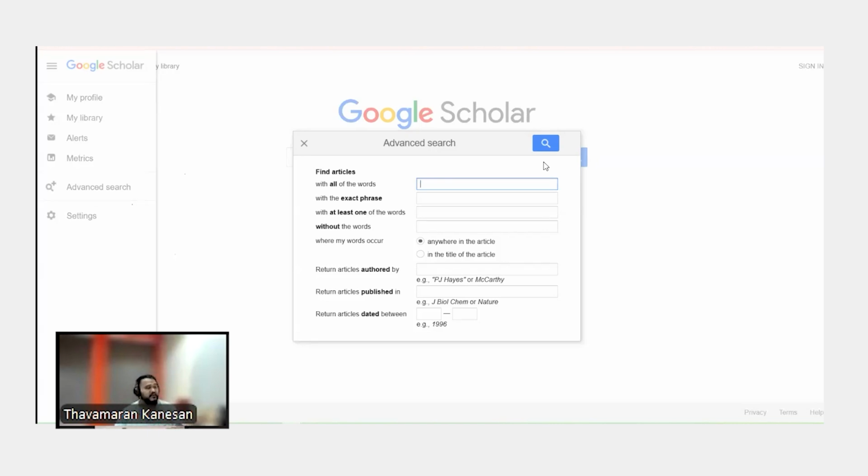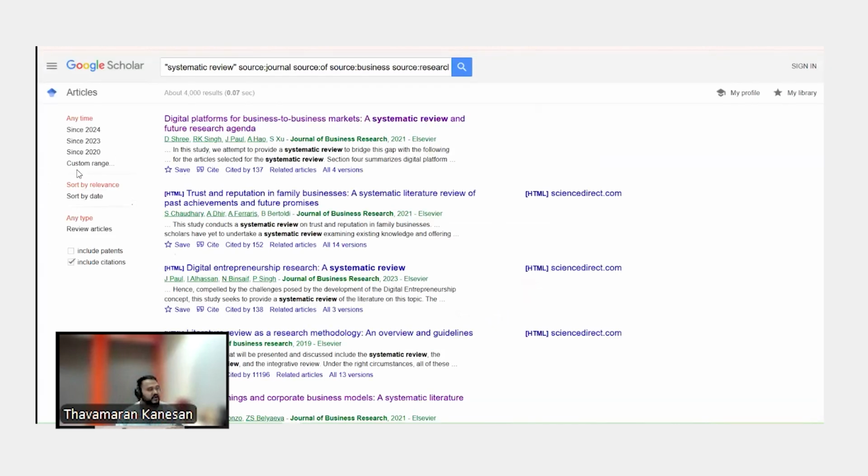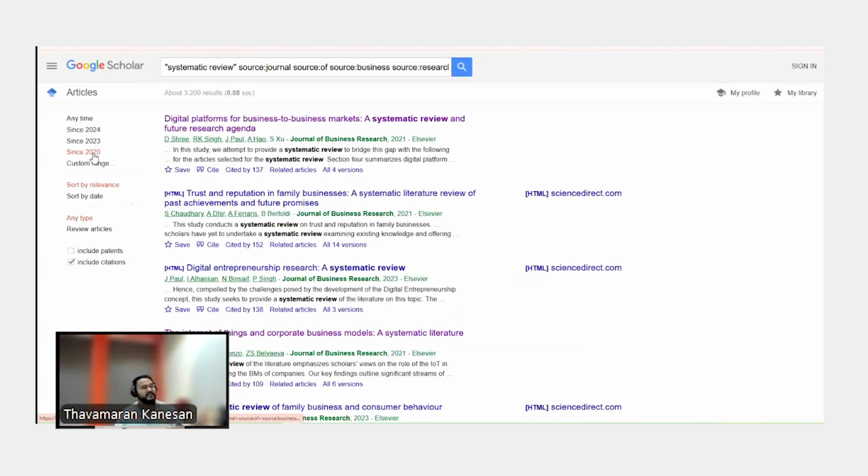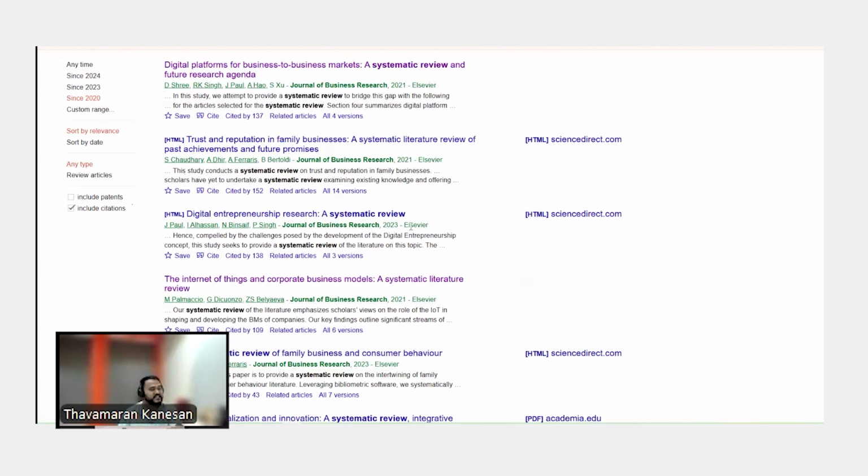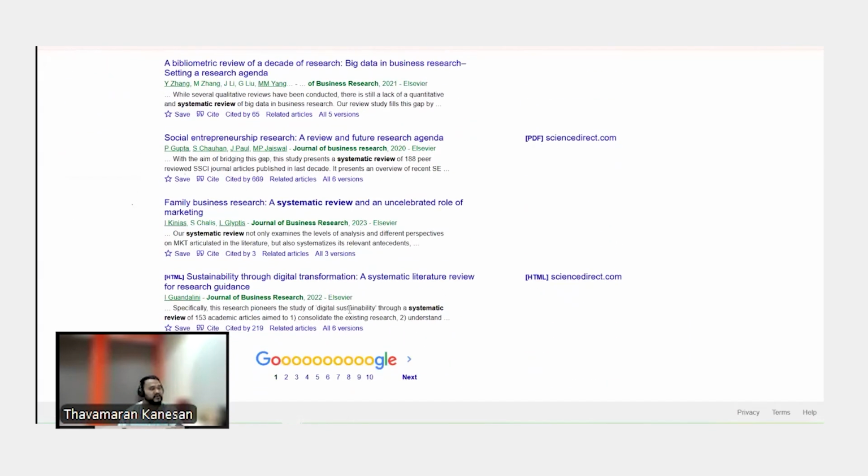So I'm going to type in the exact phrase "systematic review", which is considered quotation marks, exact phrase. Then articles published in Journal of Business Research, specifically this journal, and then I search. Now I go to the latest 5 years, 2020 to 2024, and I can see Journal of Business Research, Elsevier, systematic review. So all of this, now all of you tell me, can or cannot? Systematic review in Journal of Business Research?